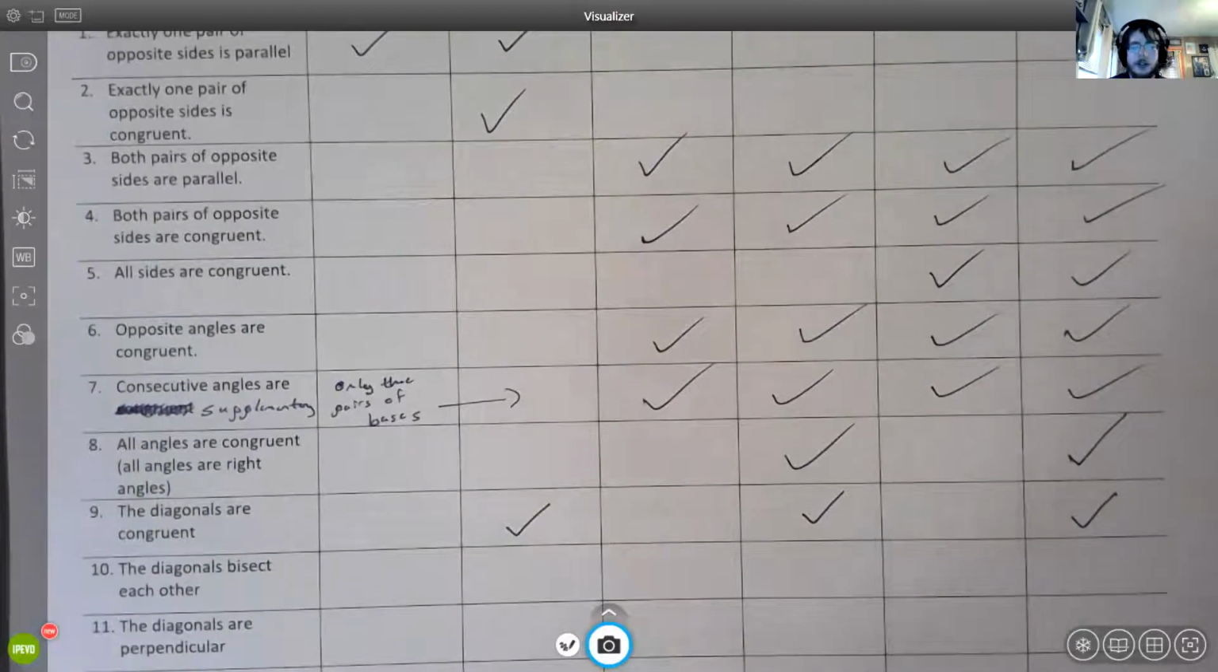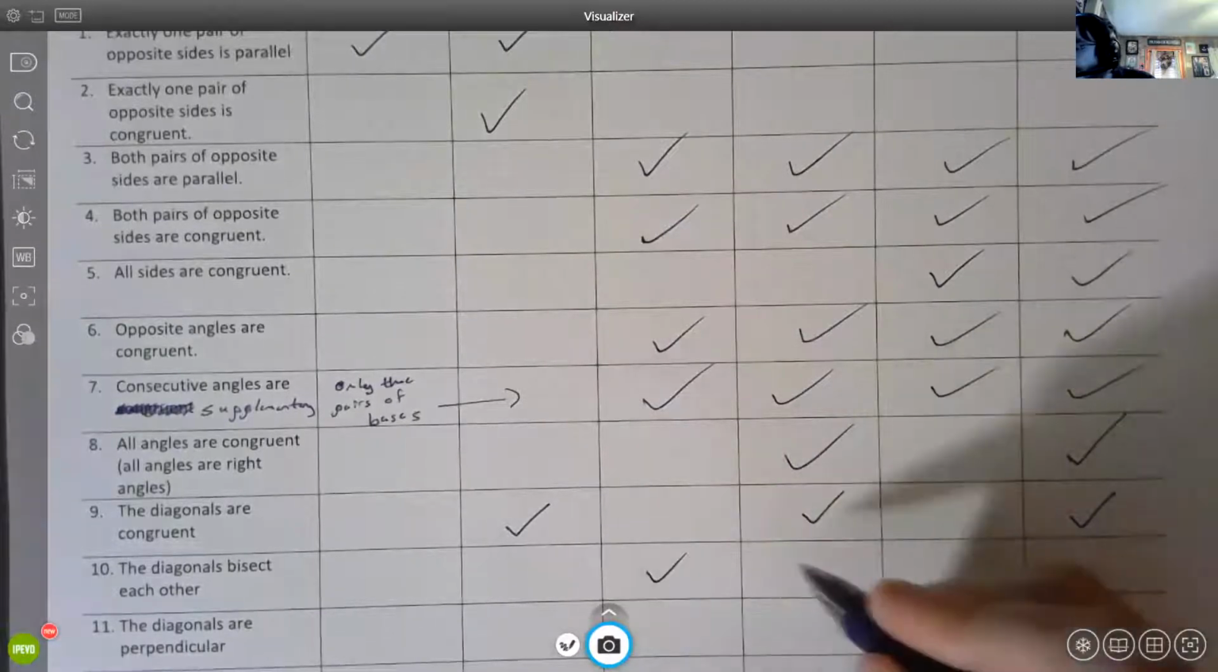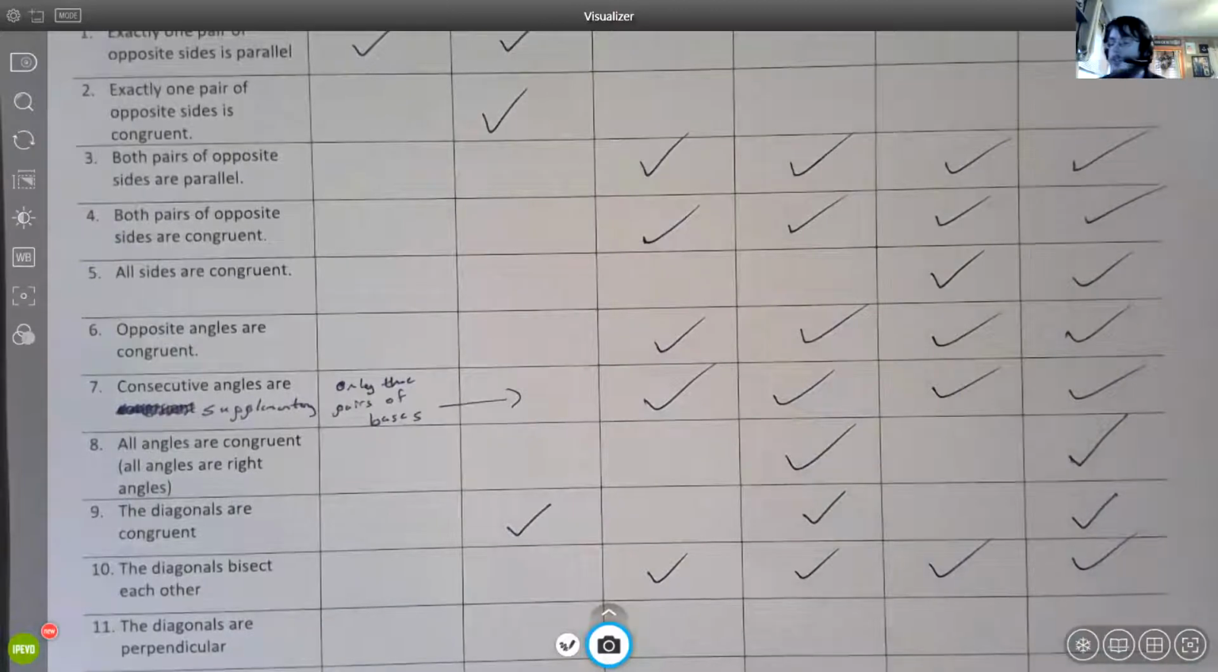Number 10, the diagonals bisect each other. This is a property that's shared by every single parallelogram and type of parallelogram. So what that means is that the diagonals of parallelograms, rectangles, rhombuses, and squares all have bisecting diagonals. And remember that bisecting diagonals means that each of the diagonals is split in half. They're split into two congruent parts.